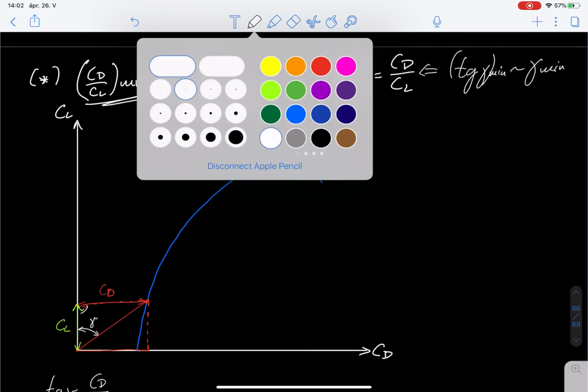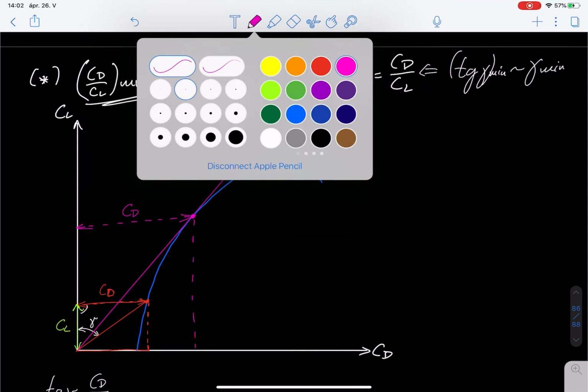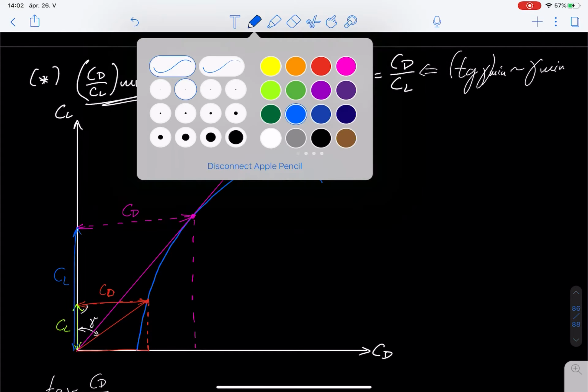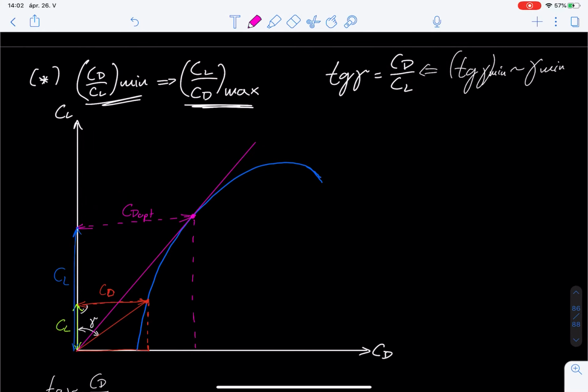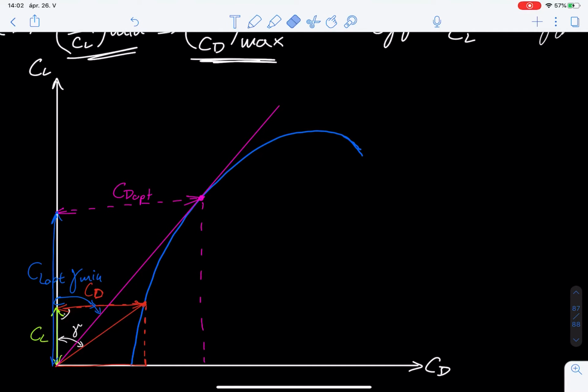So of course that's going to occur at a very convenient place, at basically exactly the tangent of the curve, right? So here you're going to have a given CD, the drag coefficient, and here you're going to have the corresponding CL to this point. Actually, we can call this CL opt, and here we're going to have the gamma min, basically. Like this is the shallowest angle that you can achieve.